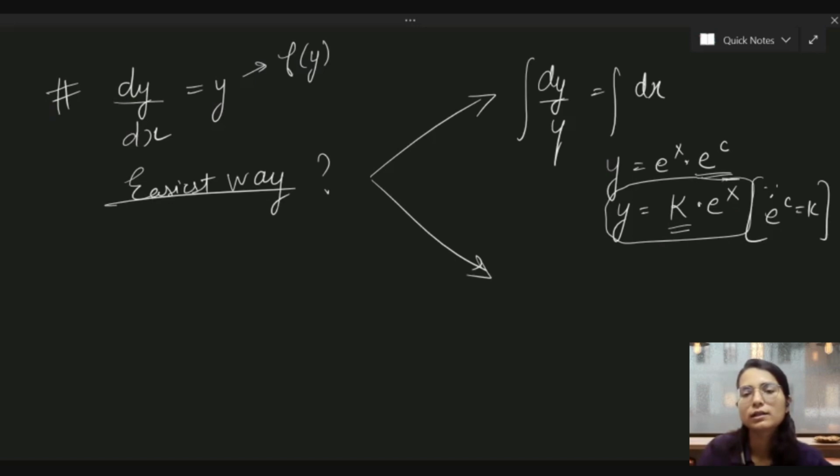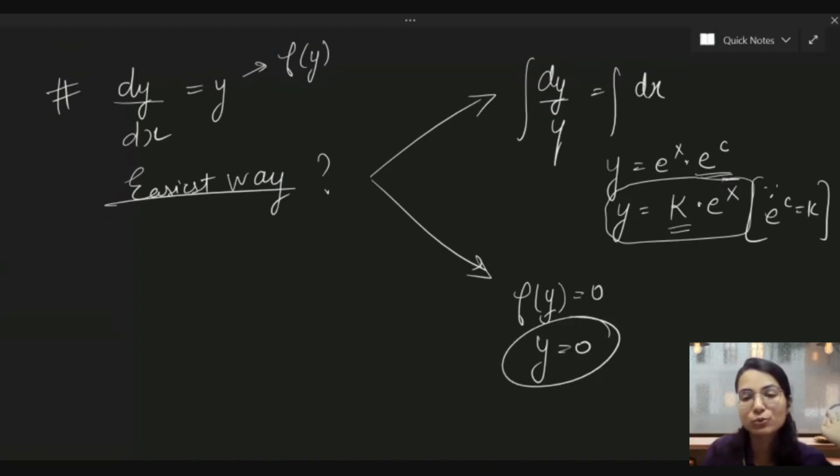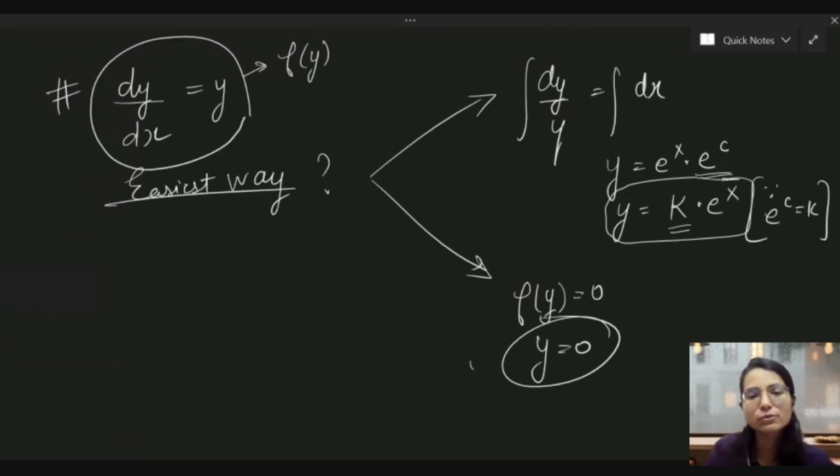Now, another way I can find its solution is to put f(y) equal to 0. Here f(y) is y, so y is equal to 0. So when y is equal to 0, does it even satisfy the original equation? Can somebody tell me, does y equal to 0 satisfy the differential equation or not?